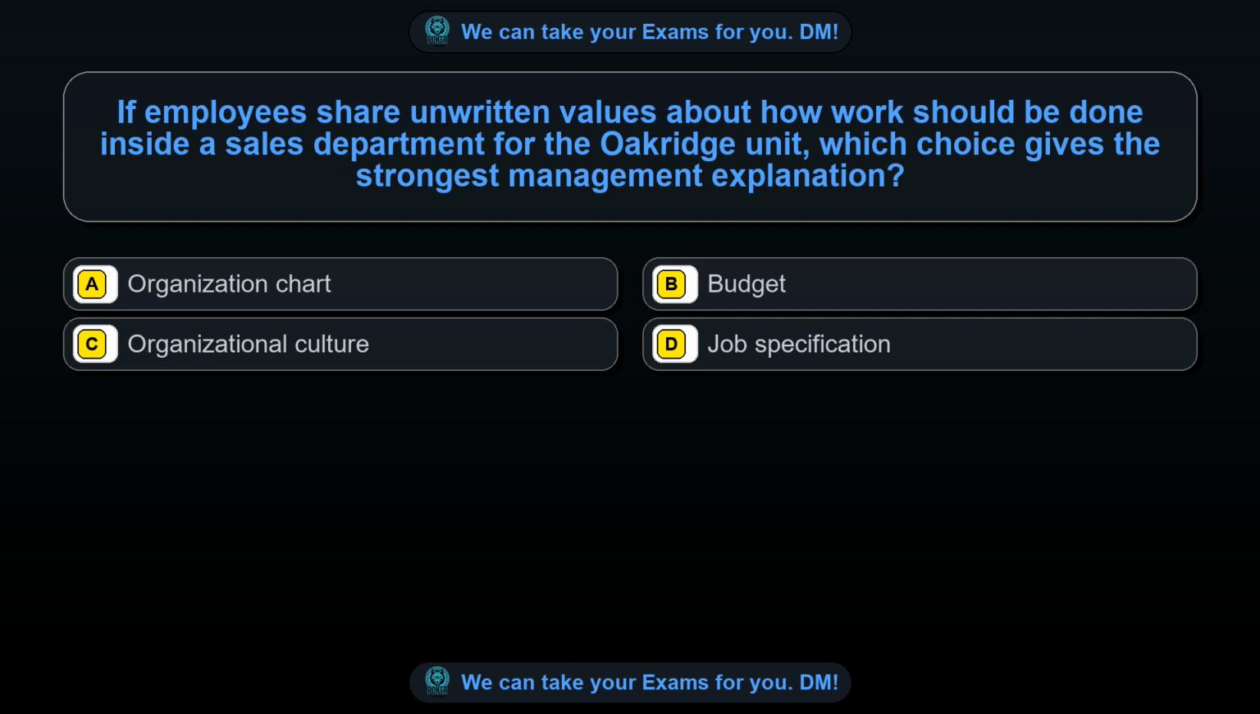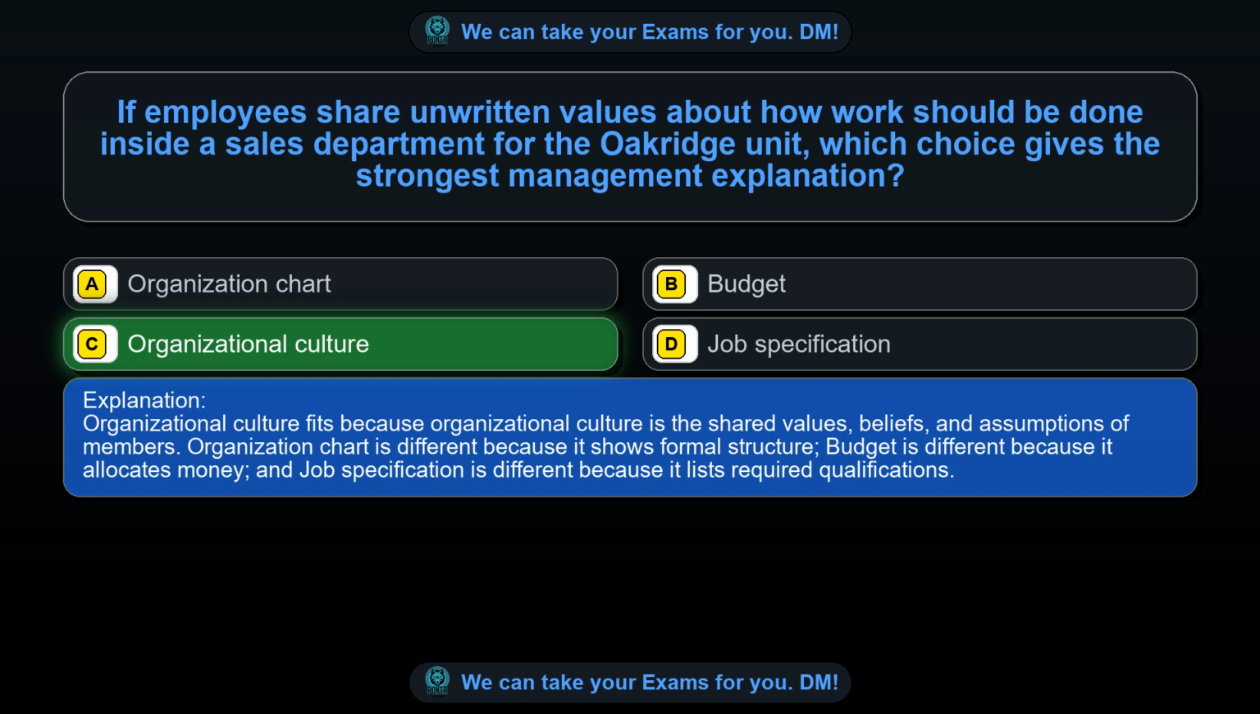Question 6. If employees share unwritten values about how work should be done inside a sales department for the Oak Ridge unit, which choice gives the strongest management explanation? Option A, organization chart. Option B, budget. Option C, organizational culture. Option D, job specification. The correct answer is option C, organizational culture.